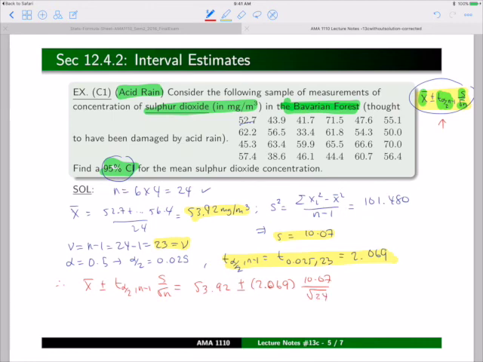When we calculate that out, it means that the true population mean is in the interval 49.67 to 58.17 milligrams per meter cubed. So the true sulfur dioxide concentration in the Bavarian forest is in this interval with 95% confidence.